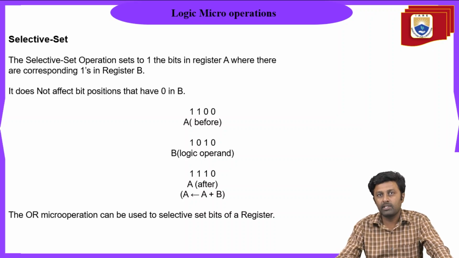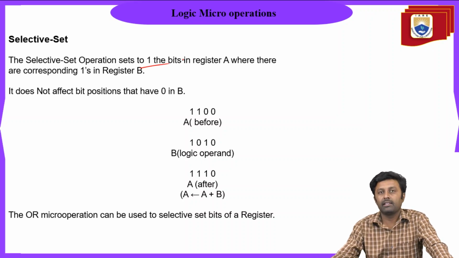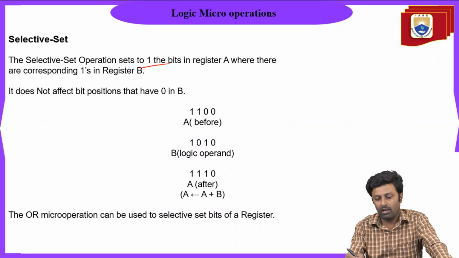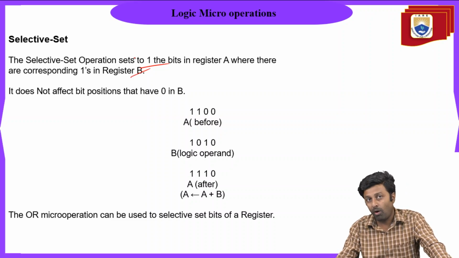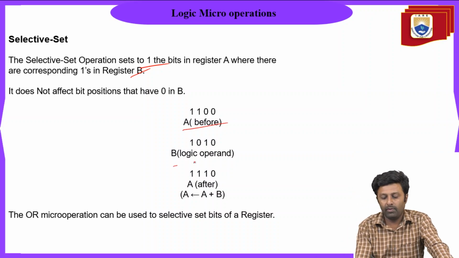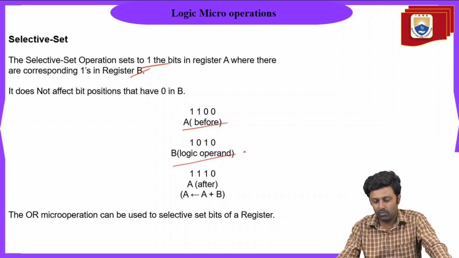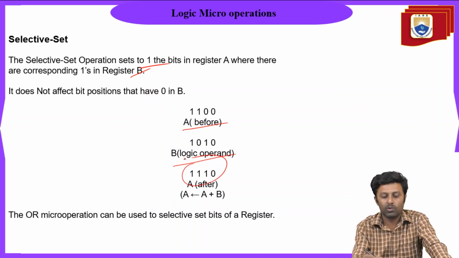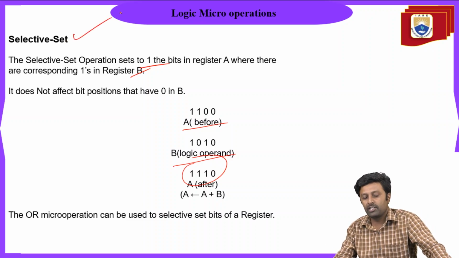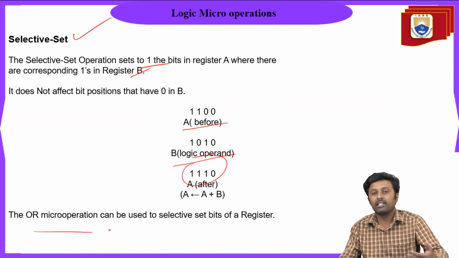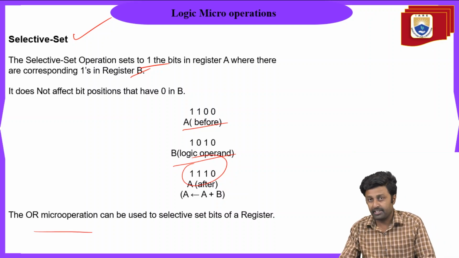Let us say the selective set operation will set all the bits to 1 in the register A, where the corresponding register values are all 1s. So let us say A, the before value is 1, and the logical operand value is 1011, that is the value of B. So after A plus B is done, this is the output. So this operation is called selective set, that is the OR micro operation can be used for selective set of the bit of a register.